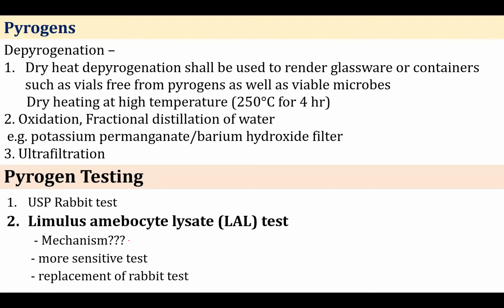What is pyrogen? How does it affect us? I think we discussed that on slide 3. What are the 3 methods? Again, I don't expect you to go into more detail, but you should know in general how we separate the pyrogen. And then, what is the LAL test?